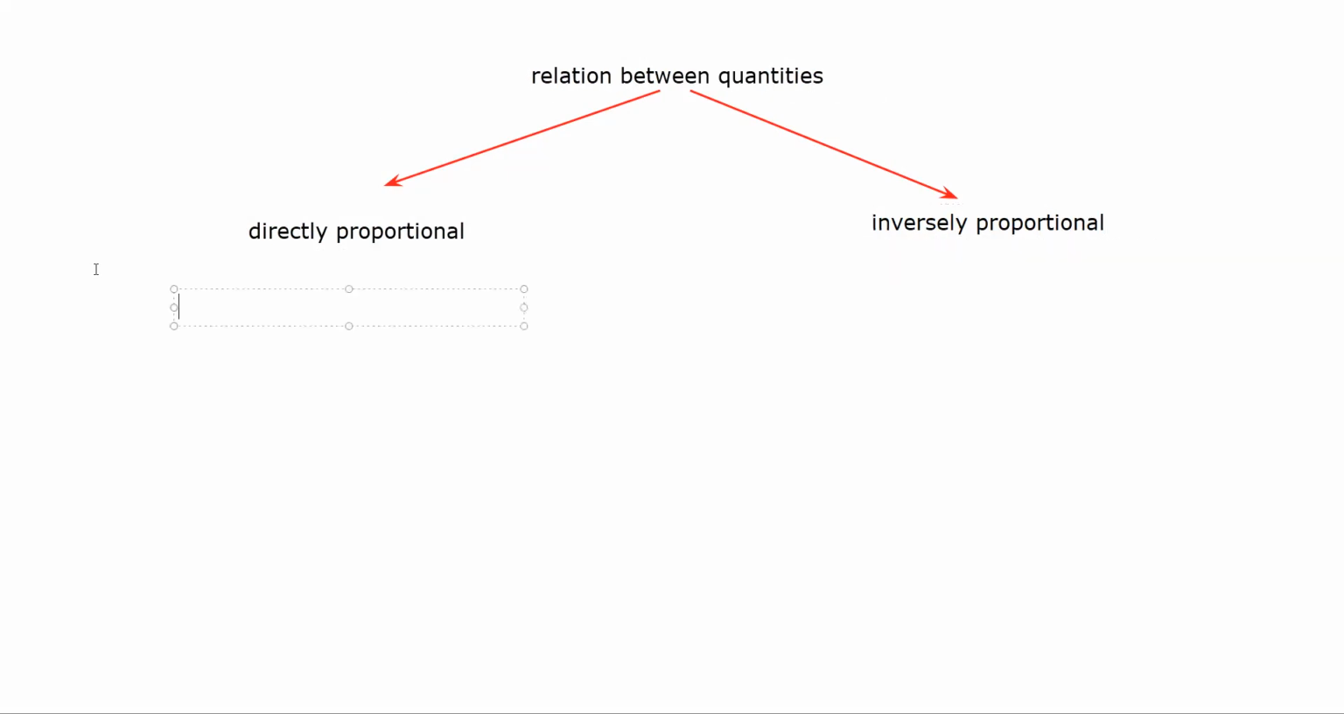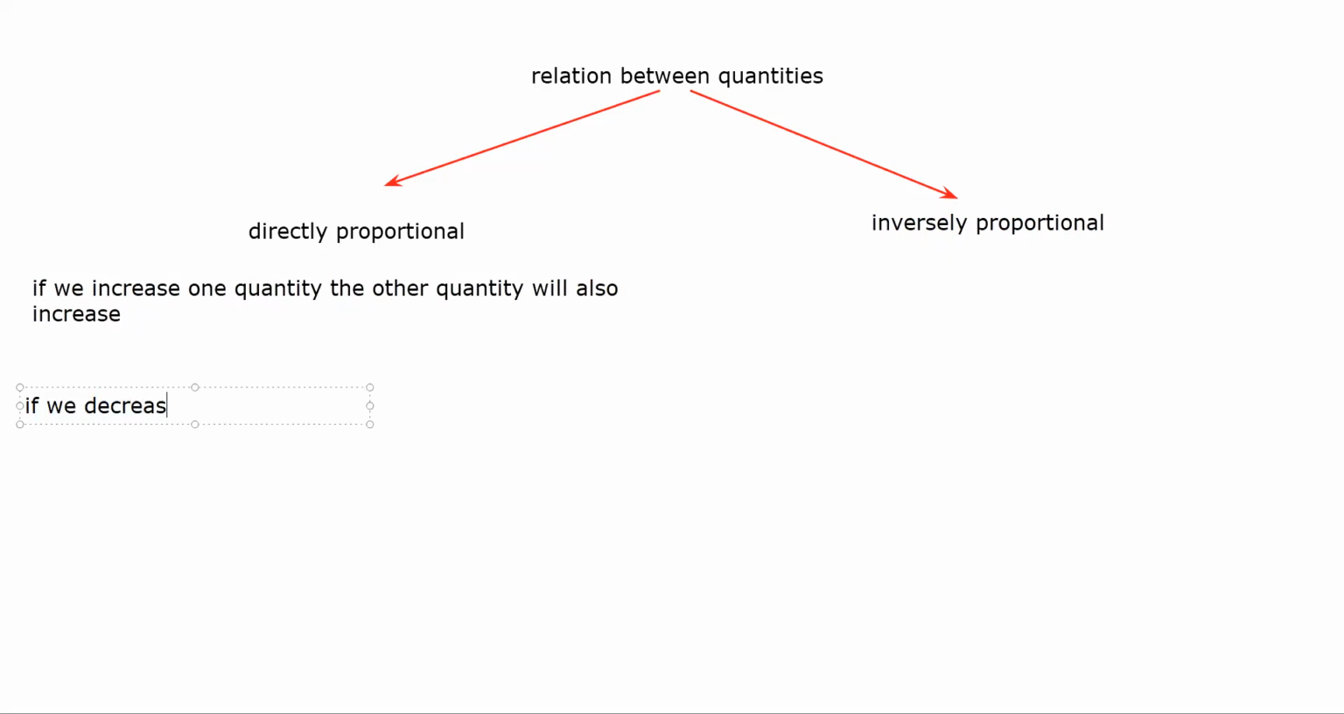It means if we increase one quantity, the other quantity will also increase. So if you increase one quantity, the other quantity will also increase. Same thing, if we decrease one quantity, the other quantity will also decrease. What we call this as a directly proportional relation.